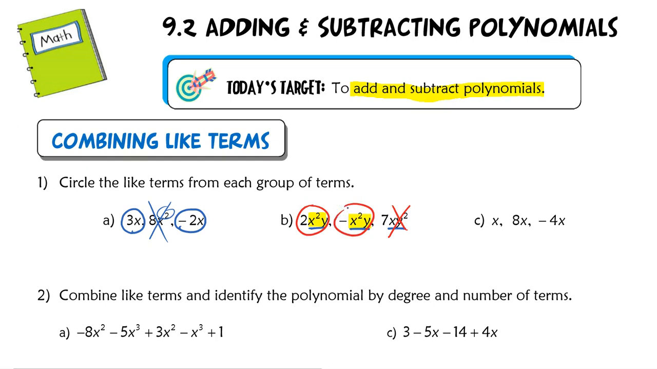Finally, in the last example, here we have 1x, 8x, and negative 4x, and because, again, we only look at the variable part, and all of them have x to the first power, all three of these would be like terms, so we can circle all three.